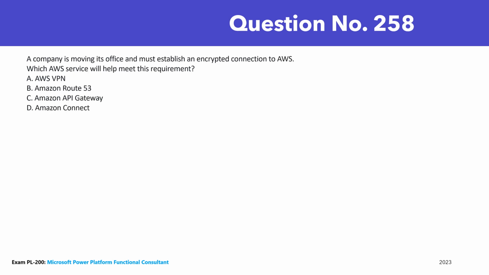A company is moving its office and must establish an encrypted connection to AWS. Which AWS service will help meet this requirement? A. AWS VPN. B. Amazon Route 53. C. Amazon API Gateway. D. Amazon Connect. Correct answer, A.